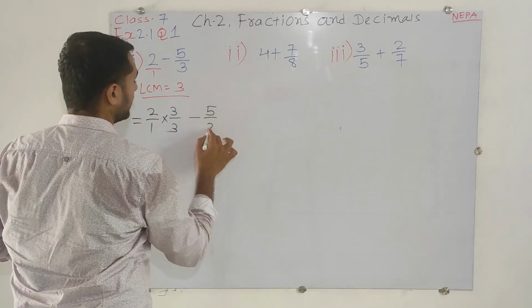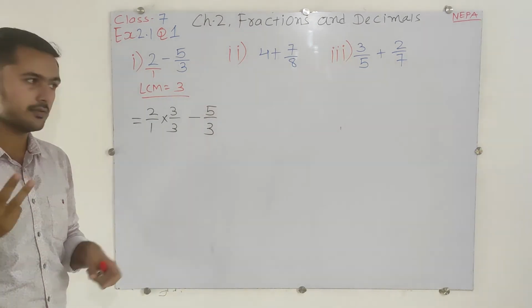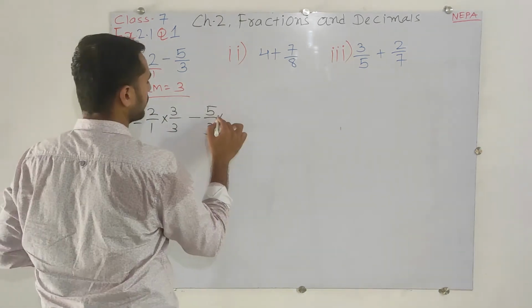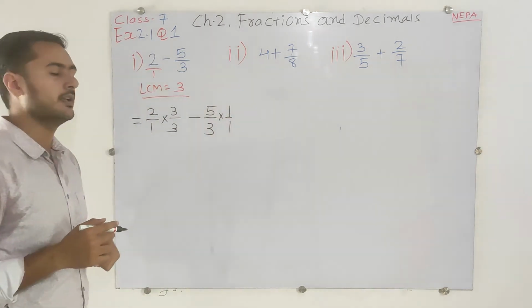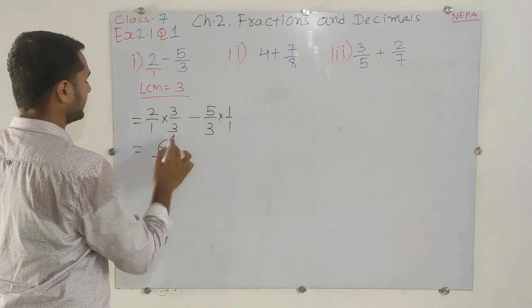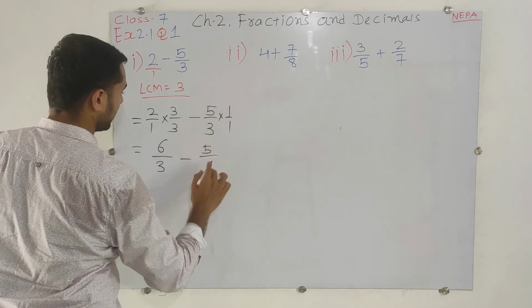Here 5 by 3. So again, by which number should we multiply 3 to get the answer 3? Because our LCM is 3. 3 ones are 3. It means 1. So you have to just multiply with 1 and 1. Okay. So now we'll do the multiplication. 2 3s are 6 upon 1 3s are 3. Minus 5 1s are 5 upon 3 1s are 3.